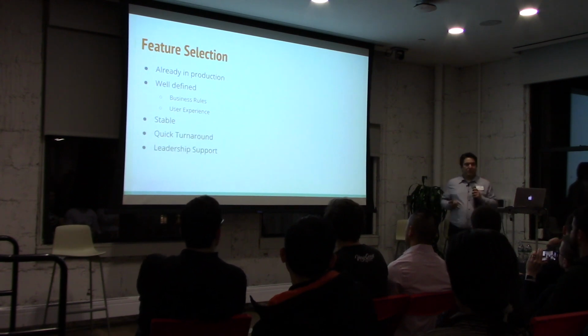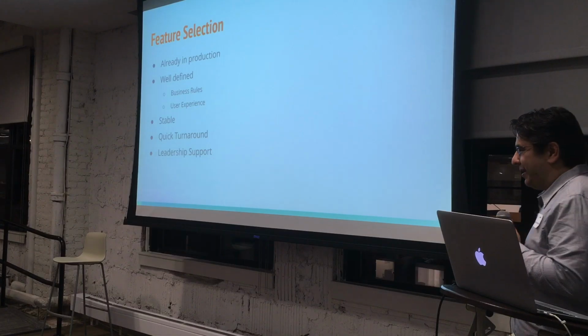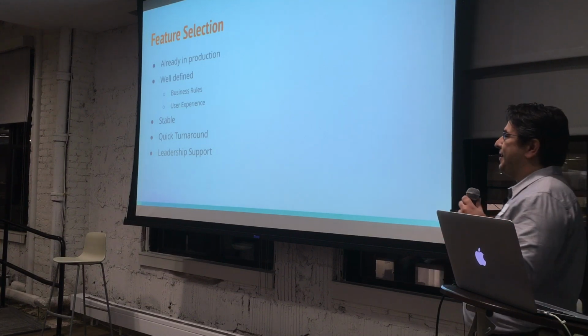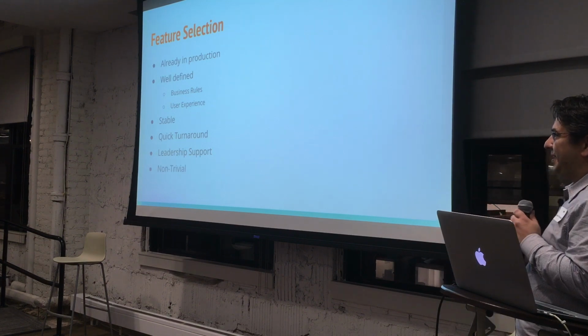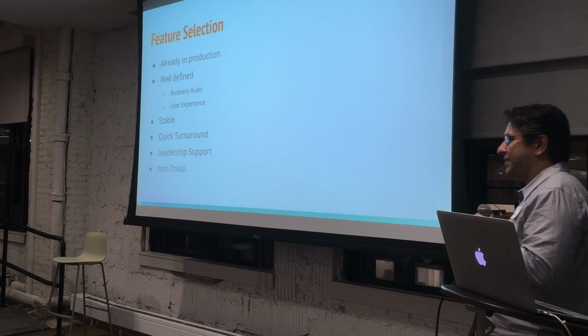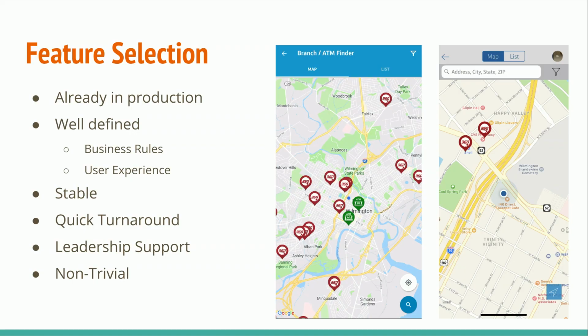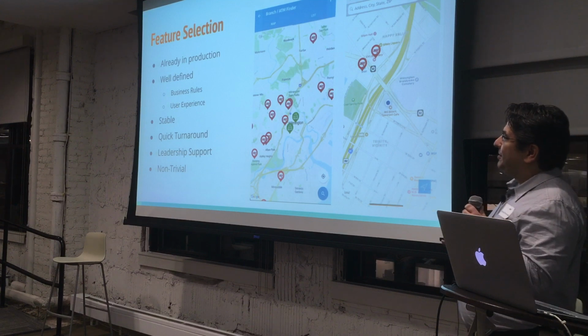We needed something with leadership support, something that they were willing to allow us to rewrite in Flutter. Not that we wouldn't have done it anyway, but it's a nice thing to make sure that they're behind you. They give you the time, the air cover, the things that you need. And because we're developers, and while it was something that was already defined, we wanted something that was non-trivial, something that had some meat to it. And that's why we ended up with Branch ATM Finder. There were tabs, there was a search box, we had a filter, and the maps component that everyone complains about because it's not quite ready in Flutter, even today, sadly. So we picked our feature.